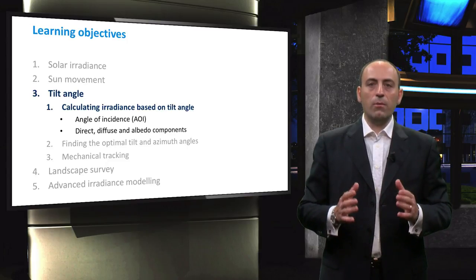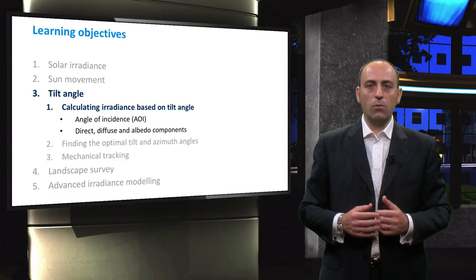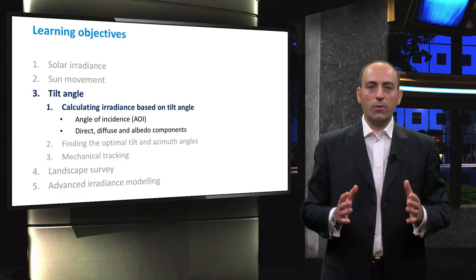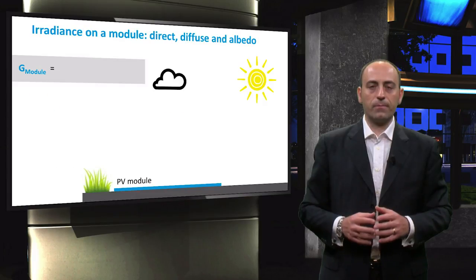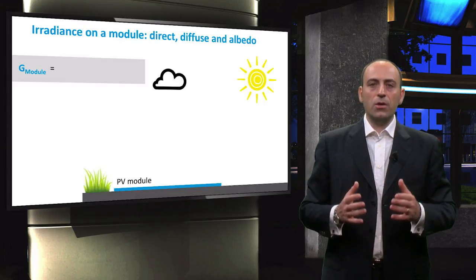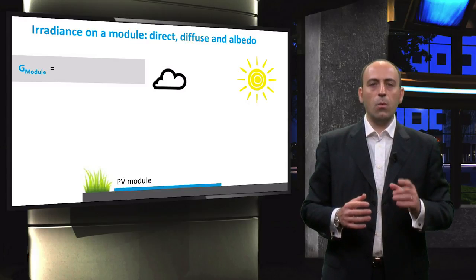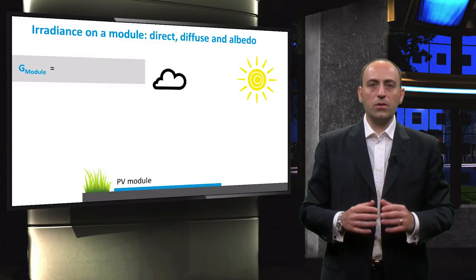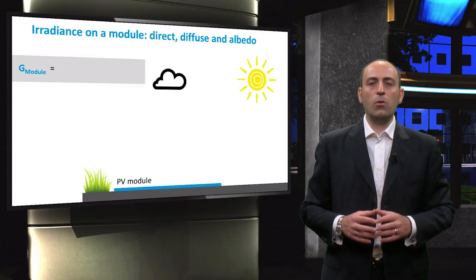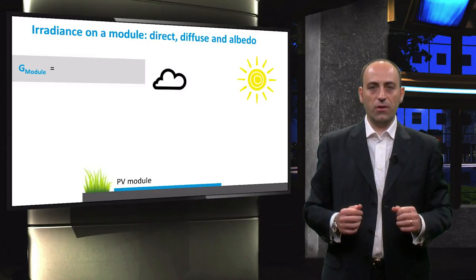To that end, we will first divide the incoming irradiance in direct, diffuse, and albedo components. In order to calculate these components, we first have to introduce a very important parameter, which is the angle of incidence. As mentioned, you could simply place a PV module flat on the ground. In that case, only one component of the global irradiance is enhanced. For a horizontally inclined module, the diffuse component is increased because the module can receive light from the entire hemisphere.